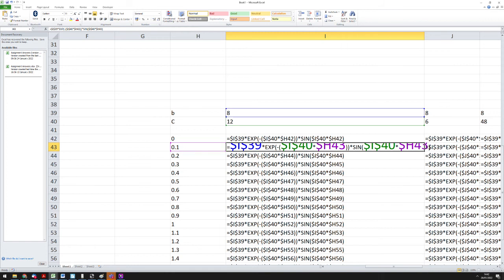Okay? Times the sine of CT. Yeah. Now what I've put the dollar in front of H42 for is to say then when I copied that equation across, it didn't change which column we were looking at for T. So it still allows the rows to change, to drag it down and work out each value, but it keeps the column the same.